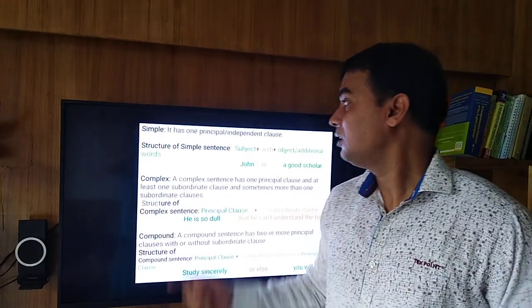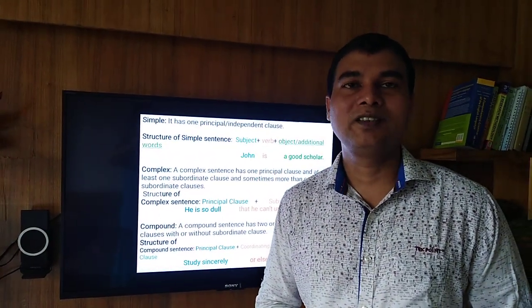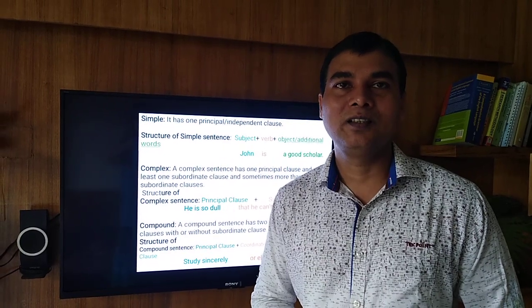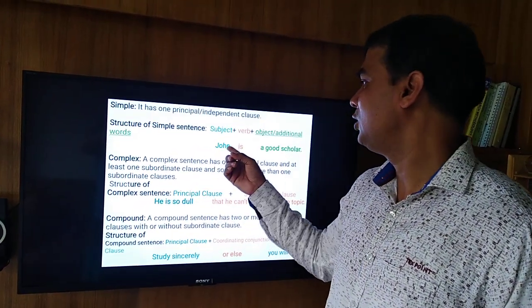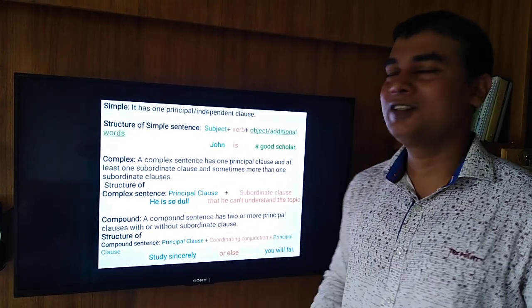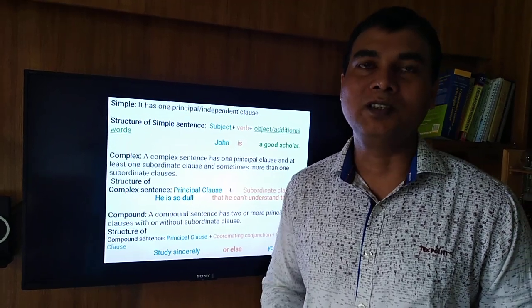Now, structure of simple sentence. In a simple sentence, you will find subject, then verb, then object or additional words. You see, John is a good scholar. Here, John is subject, is verb, and a good scholar supporting word.